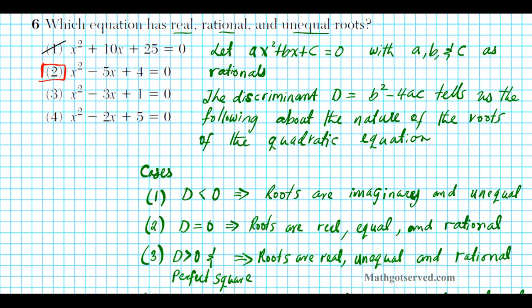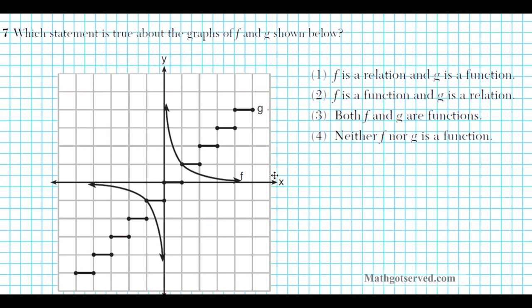Okay, so that's that. Let's take a look at problem number 7. It says, which statement is true about the graphs of f and g shown below? If you take a look at the graph, the function that looks like a staircase, the step function, is g, and f is this rational function right here. If you take a look at the options, we are classifying them as relations or functions. One of them is a relation, the other is a function. They're both functions, or neither of them are functions.